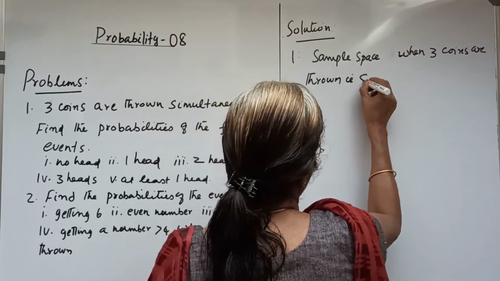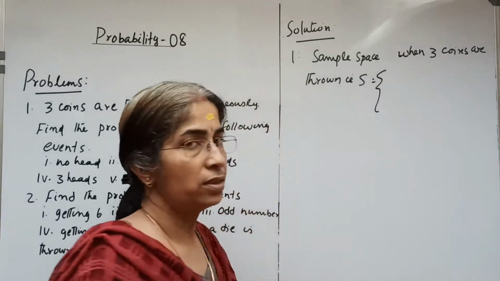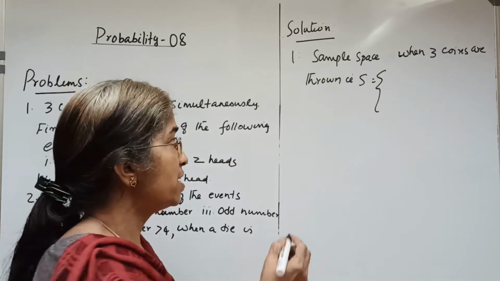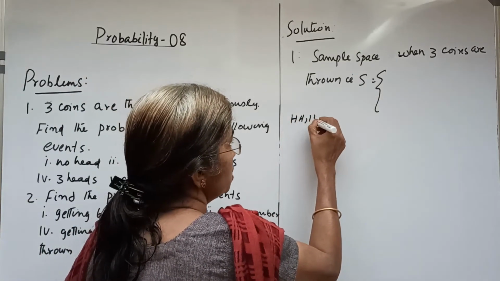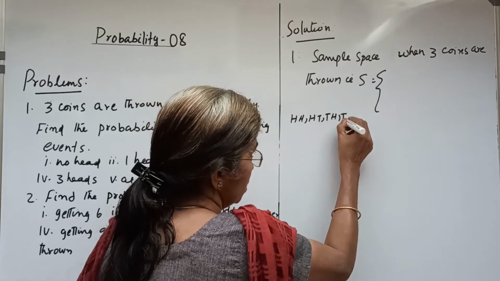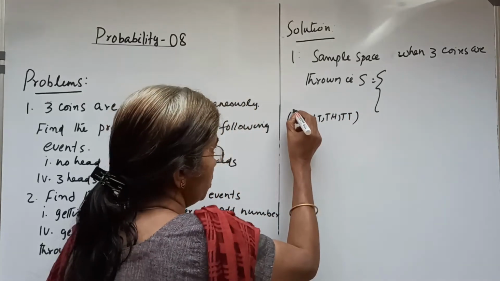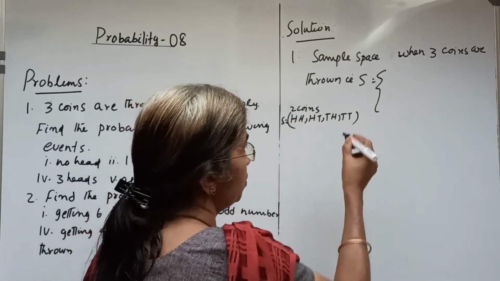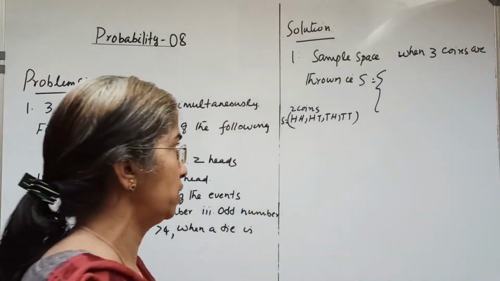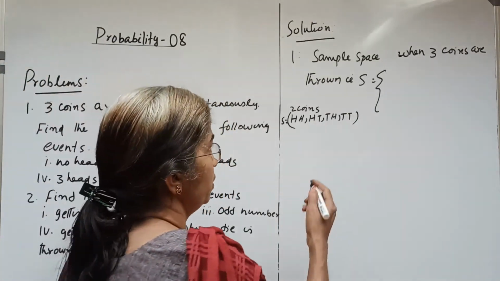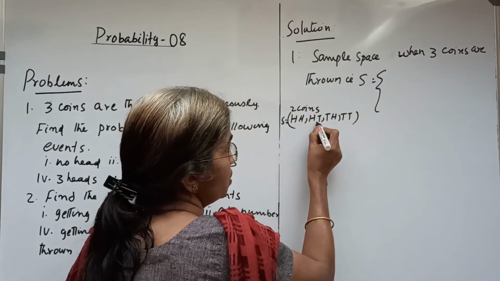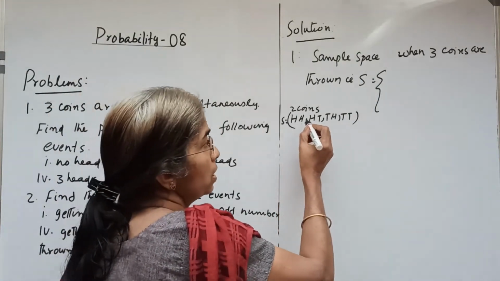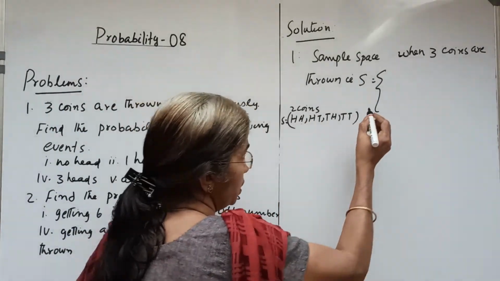S equal to, we know, when 1 coin is thrown the sample space is H, T. When 2 coins are thrown, the sample space is HH, HT, TH, TT. With this, we write the sample space of 3 coins in some order, which is more convenient. We consider each outcome of this sample space, and we add H and T.